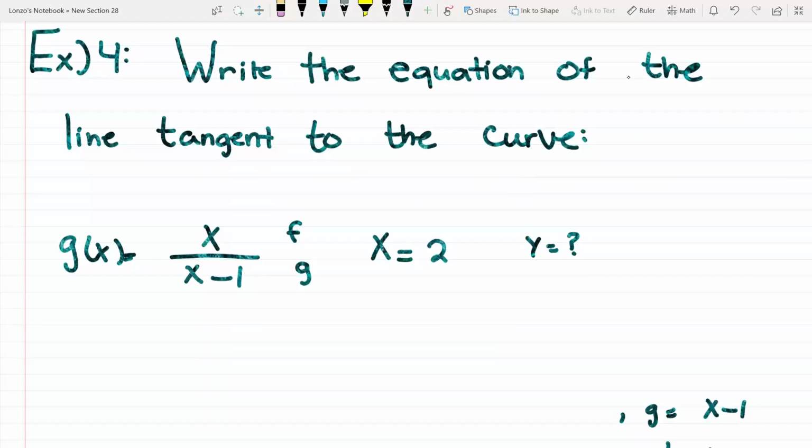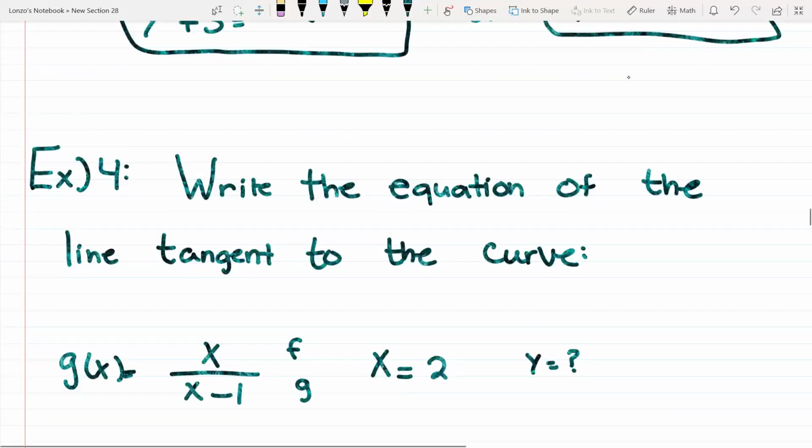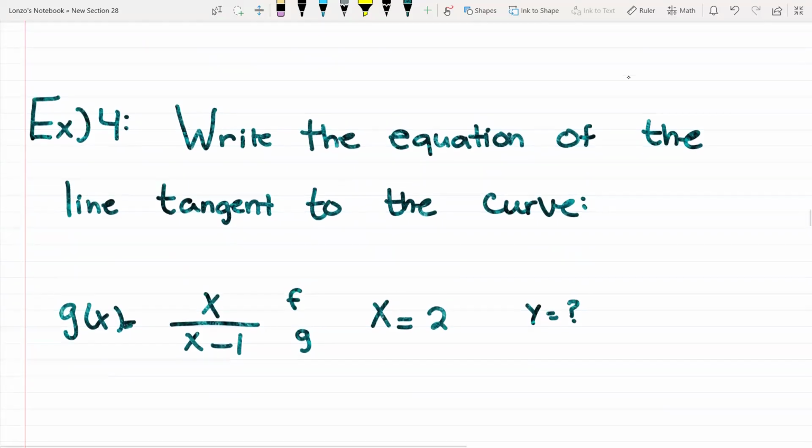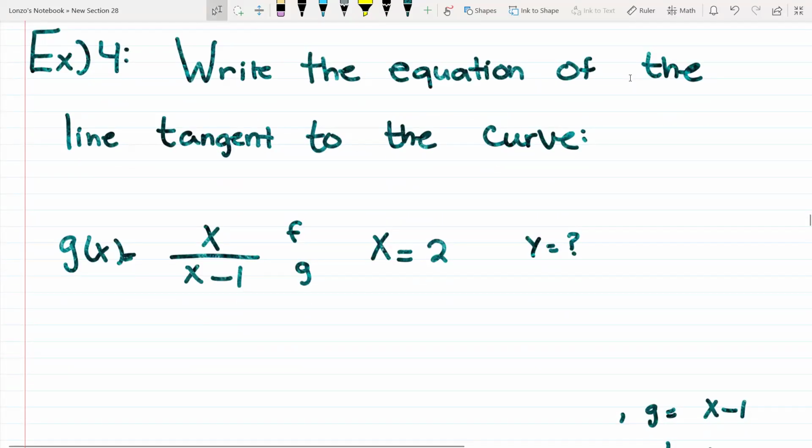Hello, this is part two of writing the equation of the line tangent and normal to the curve. So let's just continue with example 4. Example 4 says: write the equation of the line tangent to the curve g of x equals x over x minus 1, where x equals 2. I've got to find the equation of the line tangent.